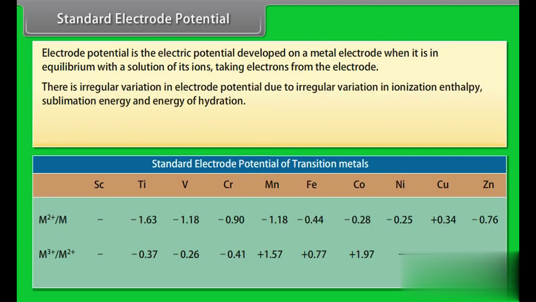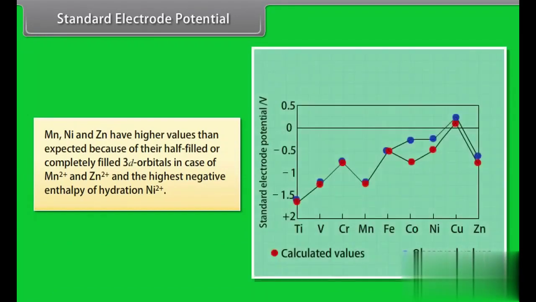There is irregular variation in electrode potential due to irregular variation in ionization enthalpy, sublimation energy, and energy of hydration. The E0 value decreases from left to right across the series. Manganese, nickel, and zinc have higher values than expected because of their half-filled or completely filled 3d orbitals in case of Mn2+ and Zn2+, and the highest negative enthalpy of hydration in Ni2+. Reducing properties.